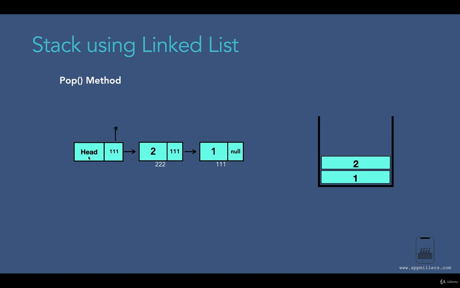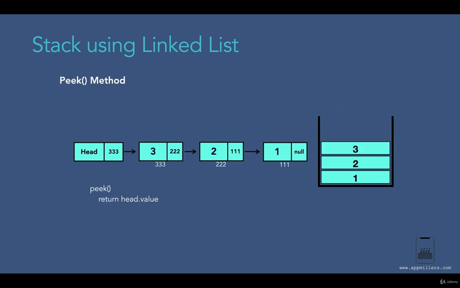Now here again we are going to update head reference to point to the next node, and a link between head and this node gets destroyed, and this node becomes eligible for garbage collection, so we are going to return this node, and this node will be deleted from the memory. As you see, it's popped out from the stack over here. Now let's continue to the next method.